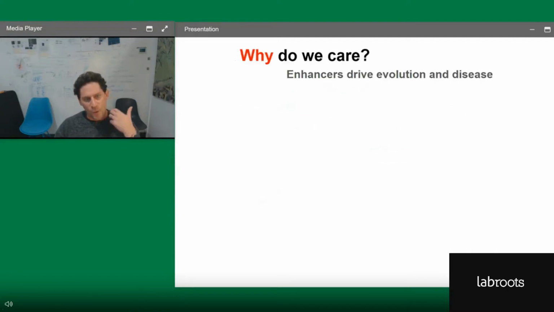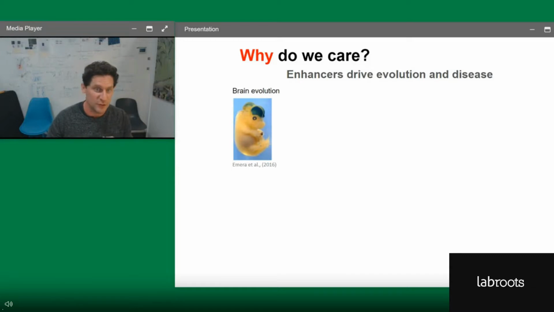So again, why do we care? What functionally are these doing outside of just turning things off and on during development? What I'm walking you through now is really examples of how enhancers are actually driving evolution, which is at the core of much of what we work on. But a counterpoint to that is when things actually go wrong, which is disease. So first, some nice examples of evolution.